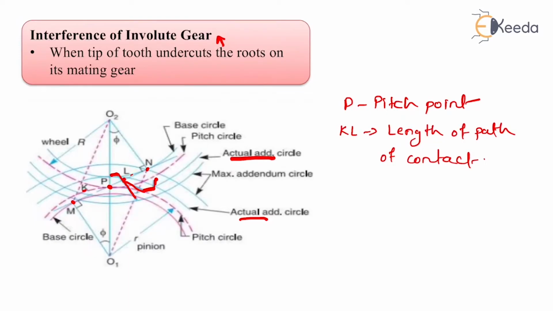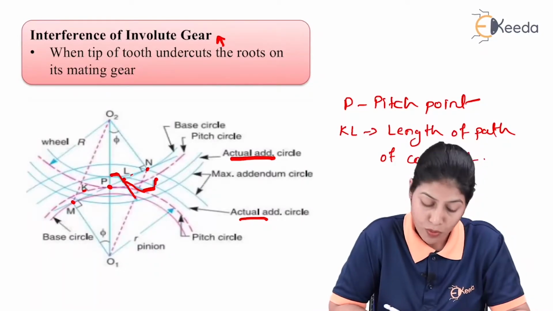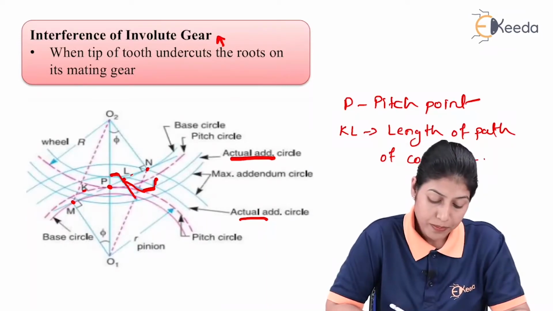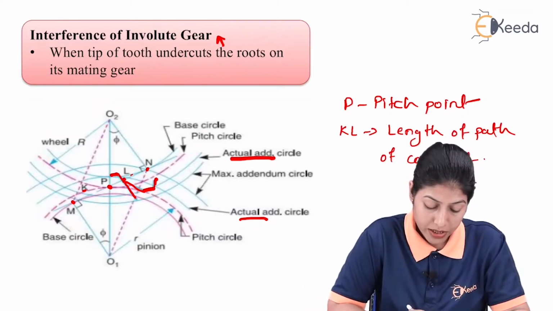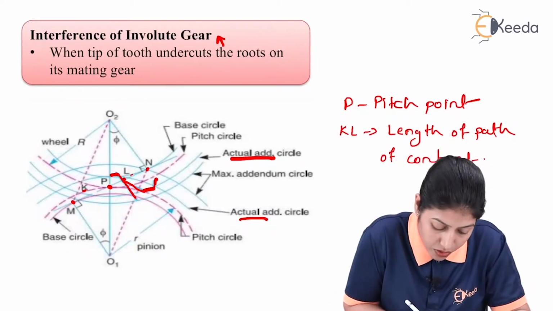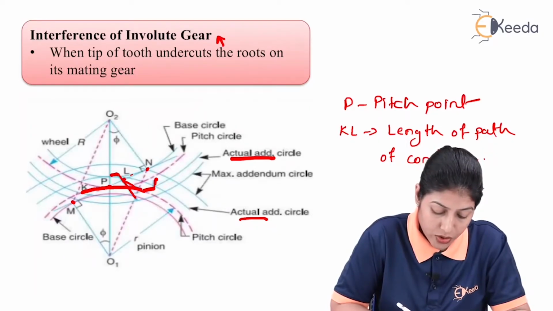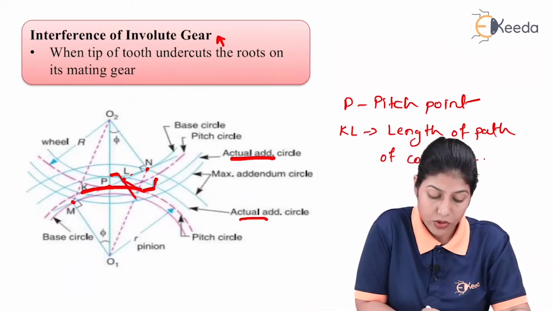On the basis of this KL, this tangent also passes through the pitch point. The distance KP we consider the length of path of approach, and PL we consider the length of path of recess. So this is about the length of path of contact, and on the basis of K and L we can define the length of arc of contact over the pitch circle. I have already discussed this in a previous lesson. Now I am going to discuss the interference.